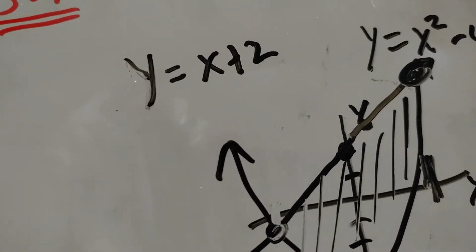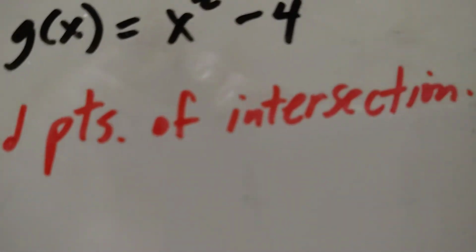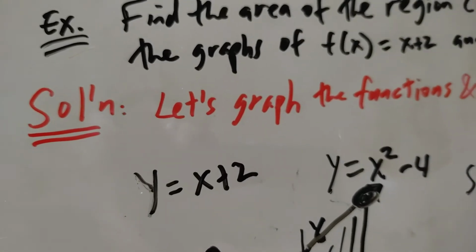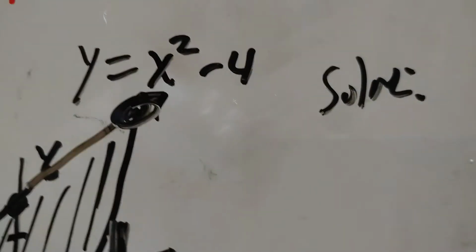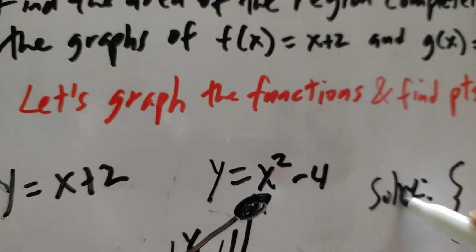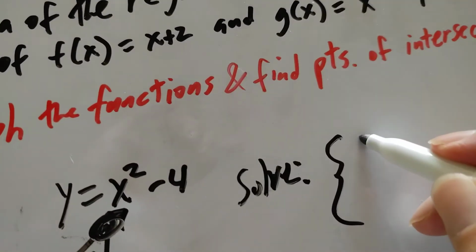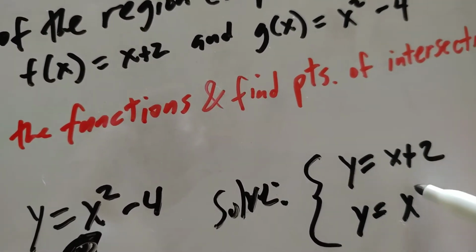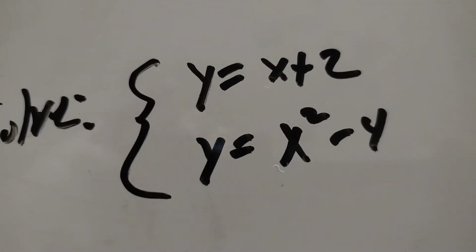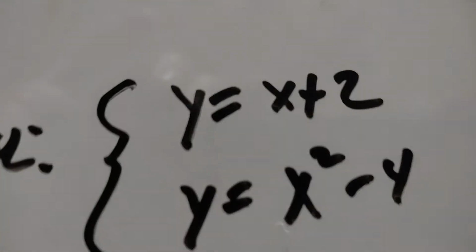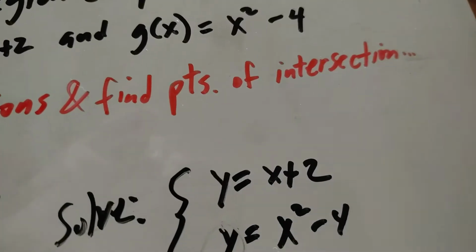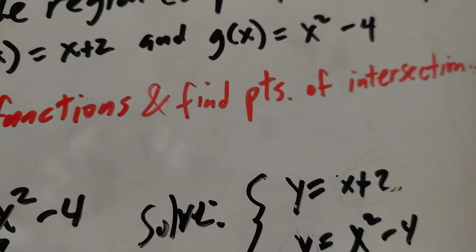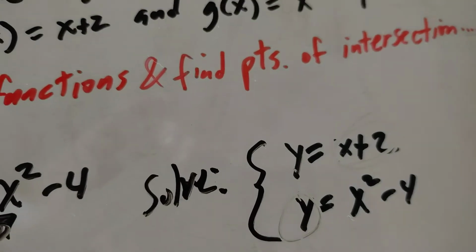So to find these points of intersection, what you want to do is solve the system of equations. So let's solve this system of equations. And I'm going to write y equals x plus 2, y equals x squared minus 4. So to solve this system of equations, I think the best way to do it is by substitution. So in place of this y, I'm going to write x plus 2. Because another name for y is x plus 2.